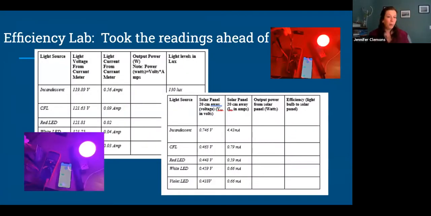This is another lab that worked really well. And why this worked really well is that I decided I'm going to take the data ahead of time. I collected all the data ahead of time in this case, because having them watch me change the multimeter to take the voltage and current is not really an effective use of our time. So I collected the data ahead of time. I gave them one example of the setup.